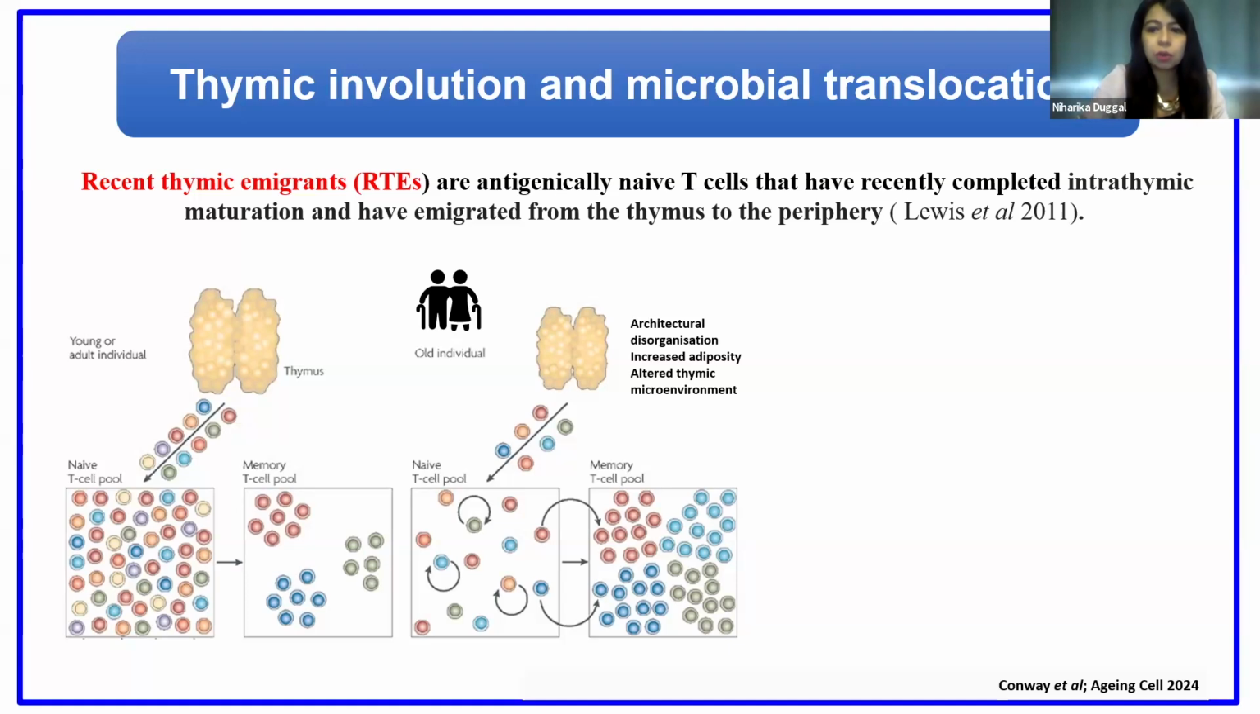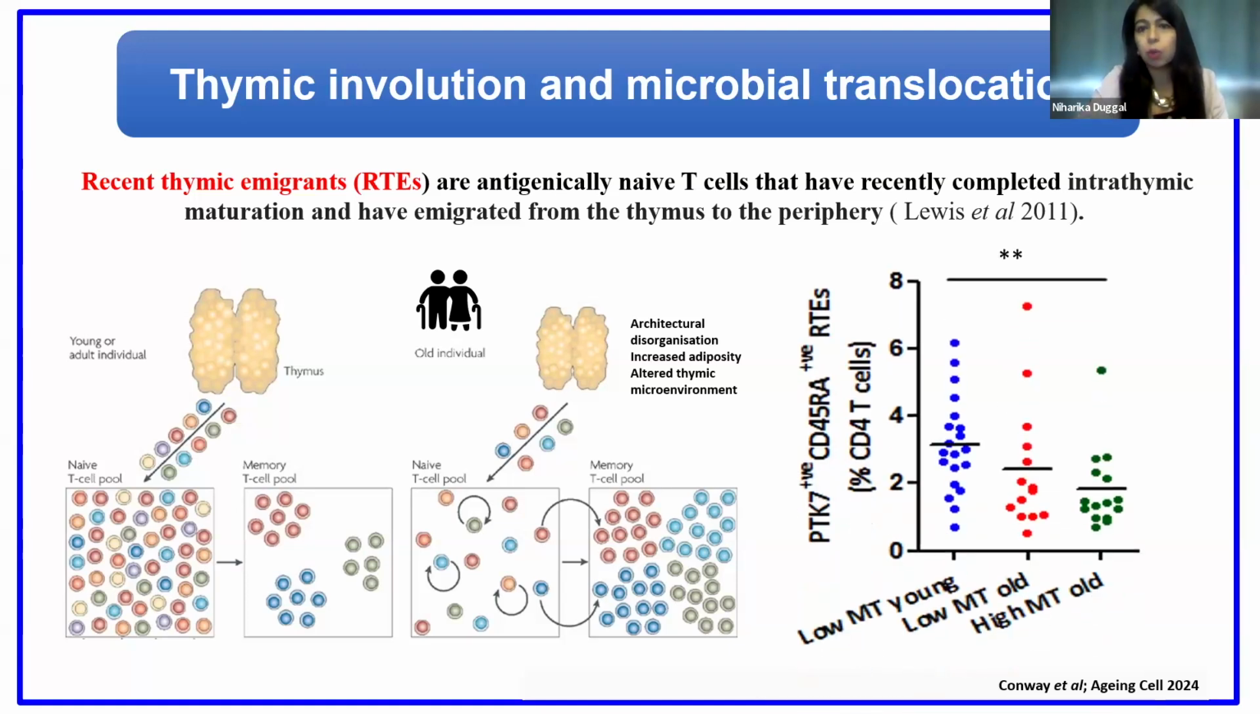And the levels of these are known to decline with age. But what we saw in our study was that we only see a significant decline in these recent thymic emigrants that have just finished their development and come into circulation only in those older adults that have higher microbial translocation.